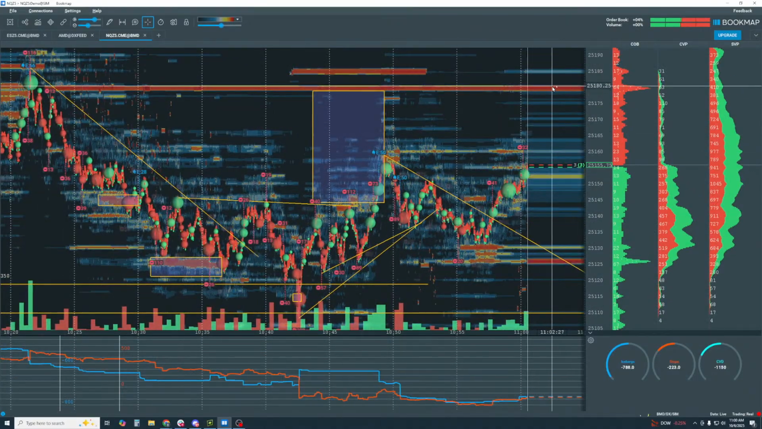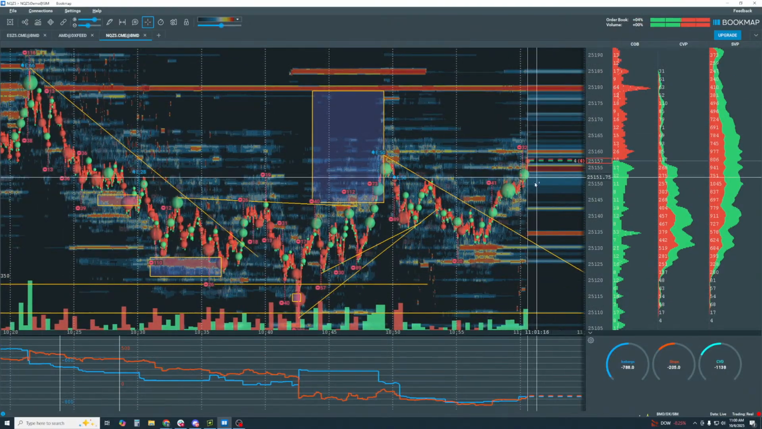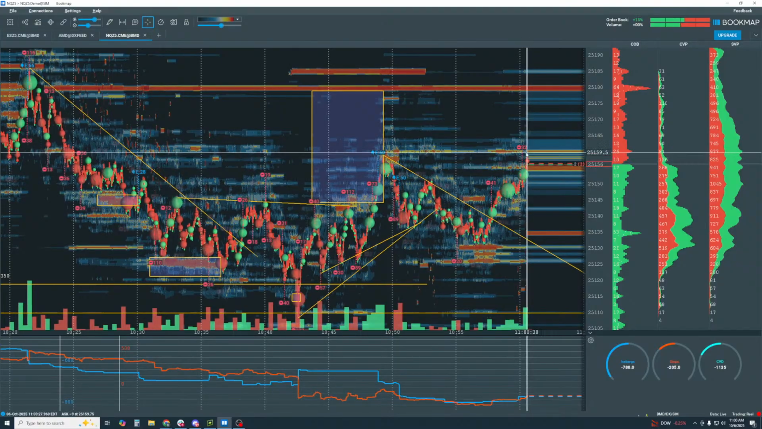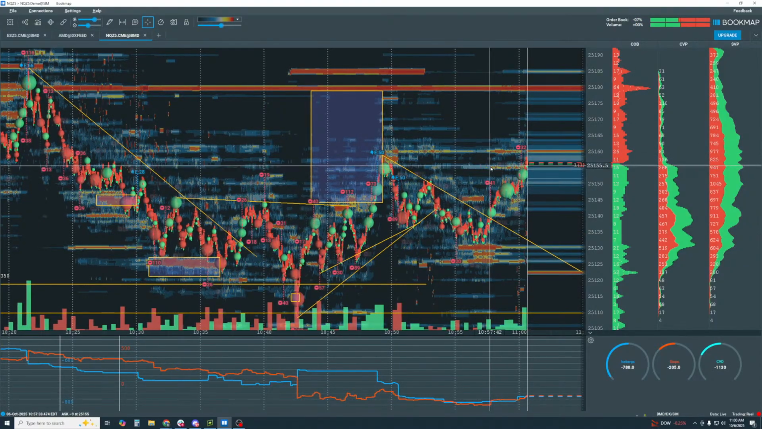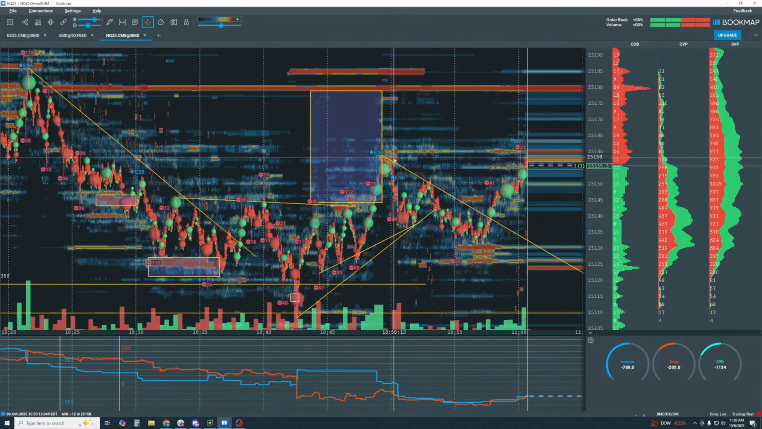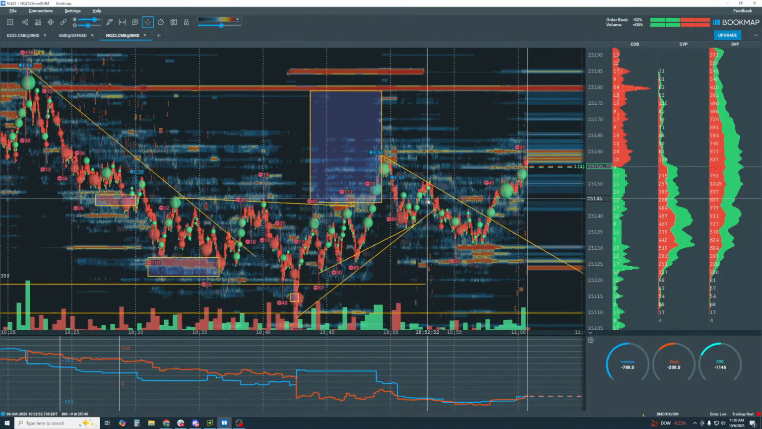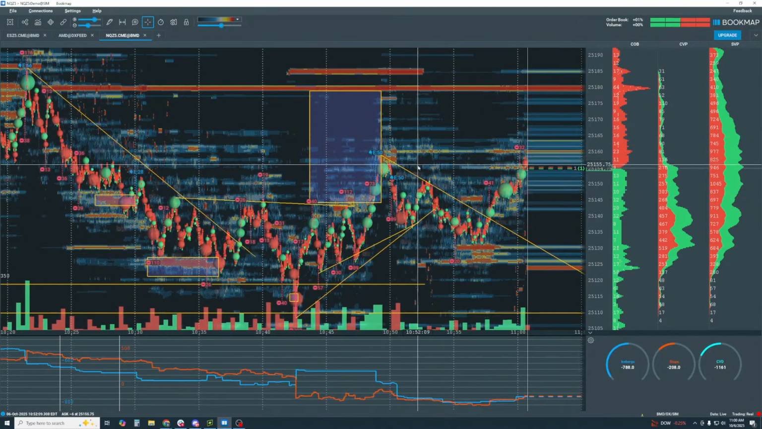Now 180 is looking pretty strong too, so maybe we take partial profit up here. That's up to you. But again, it's about knowing your setup, knowing what it looks like, knowing how to manage it, and how much size to put on it.